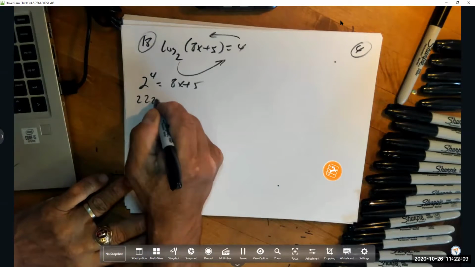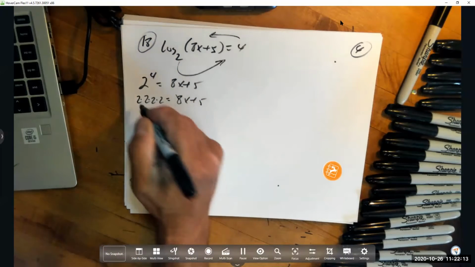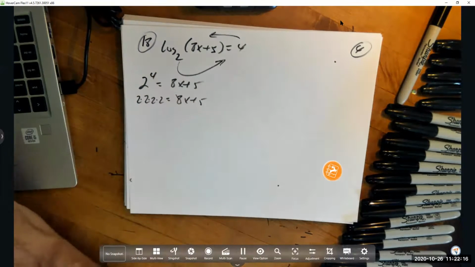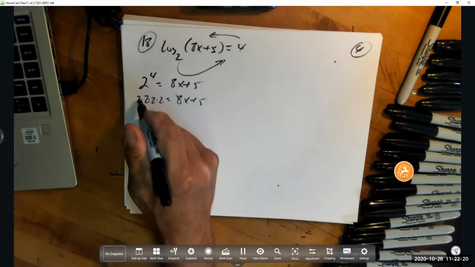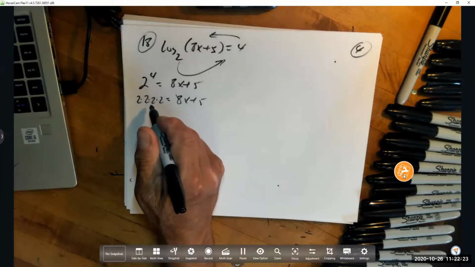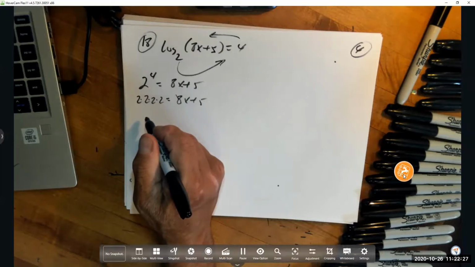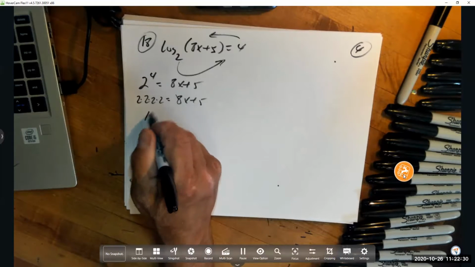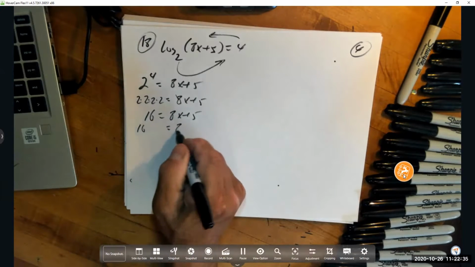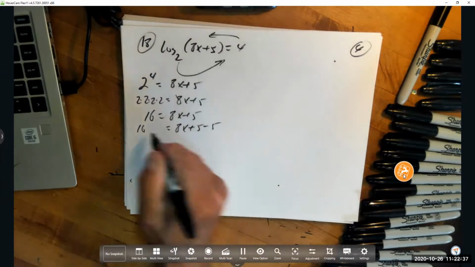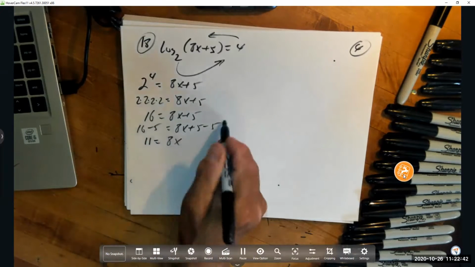So 1, 2, 3, 4. So what is 2 times 2 times 2 times 2? Do that on the calculator. What'd you get? 16. So 16 equals 8x plus 5. So now minus 5, minus 5. So 11 is 8x.